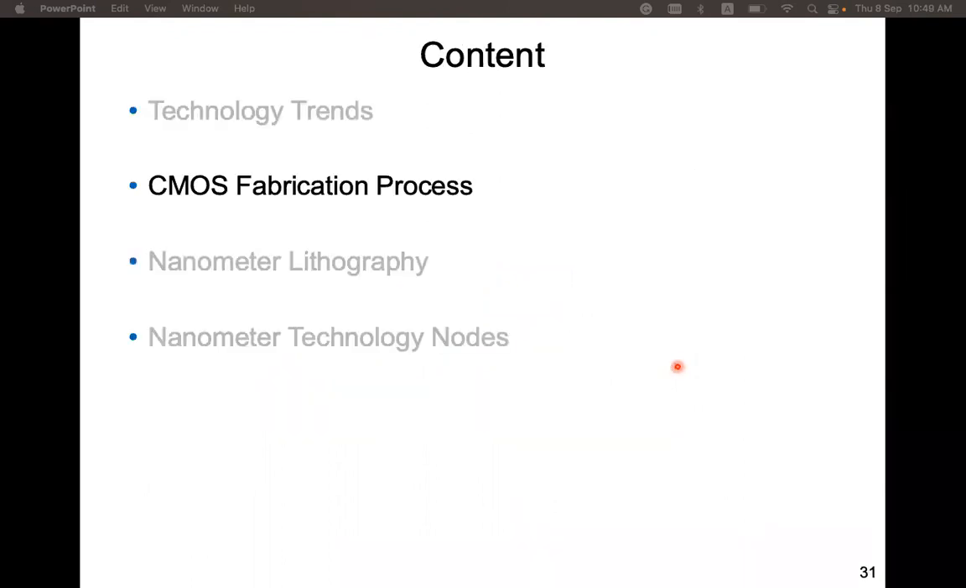Okay, so that's about the technology trends. Do you have any questions? If not, let's continue to the next topic, the CMOS fabrication process. Well, CMOS is so important, so we need to have some understanding of how it is manufactured.